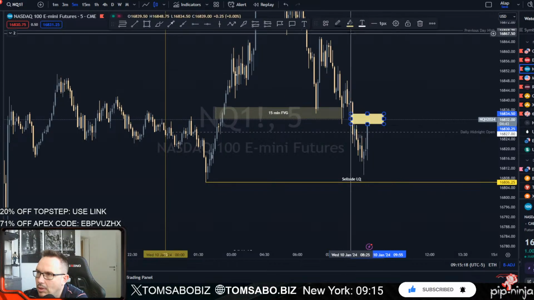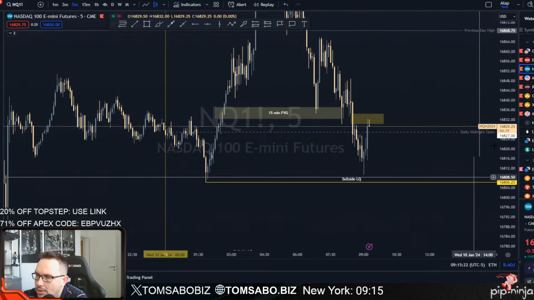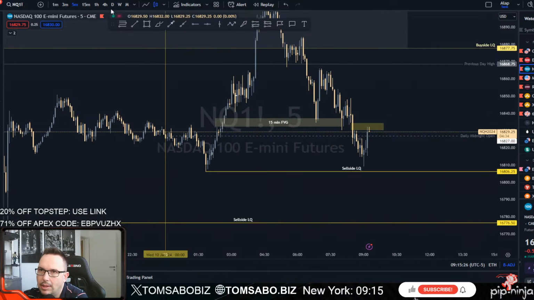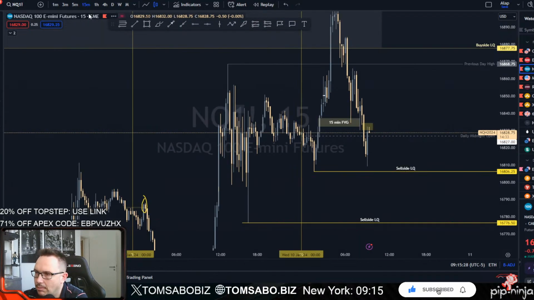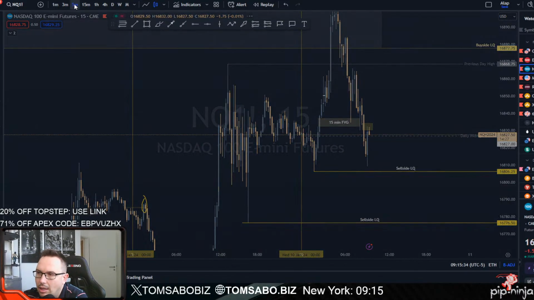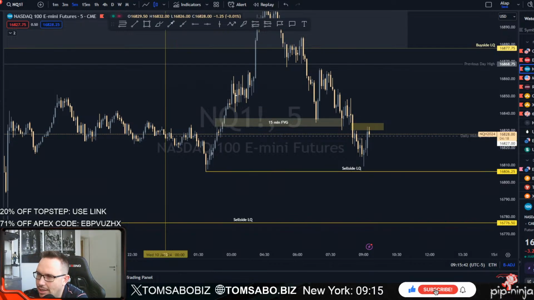Oh my god, terrible colors I pick all the time. So we just reclaimed this 5-minute bearish fair value gap, also inside of a 15-minute fair value gap right now. You know what? I'm gonna jump into a short. No, I can't do that as much as I would like to.